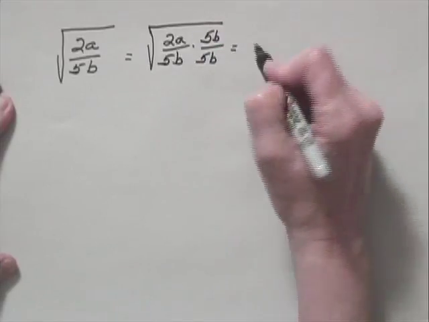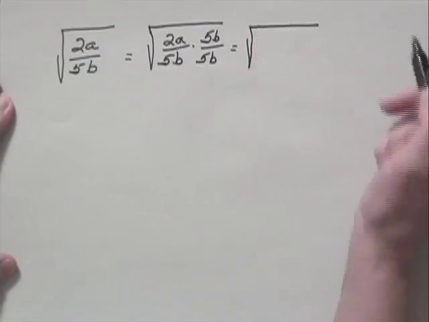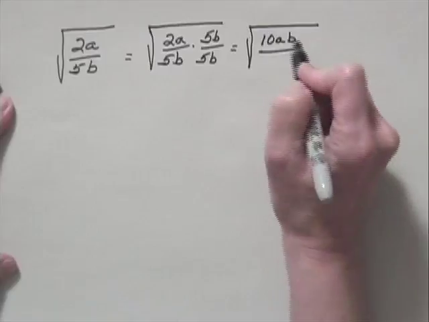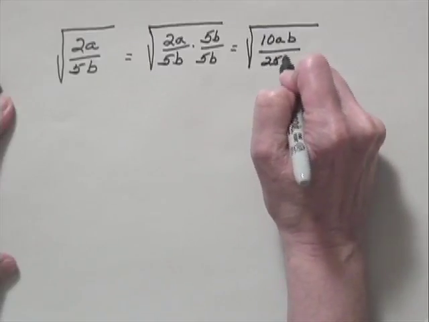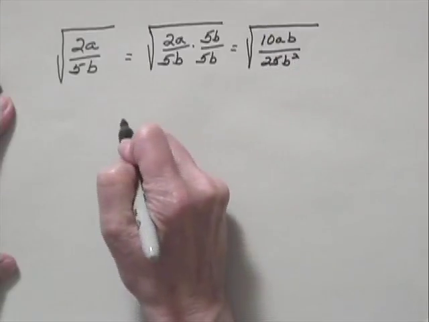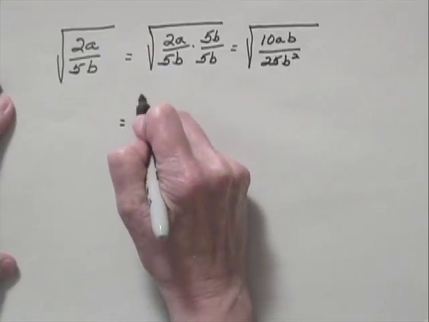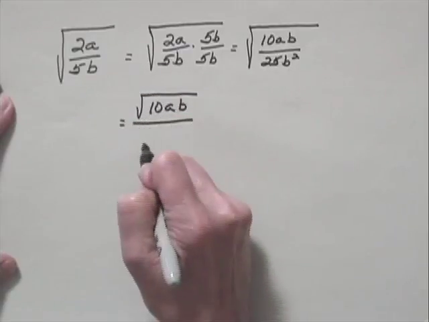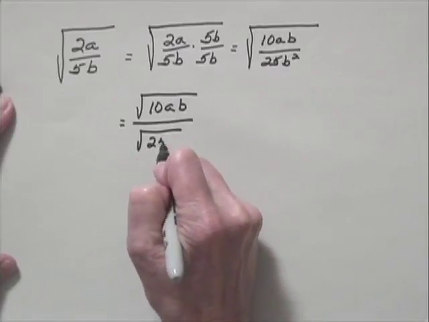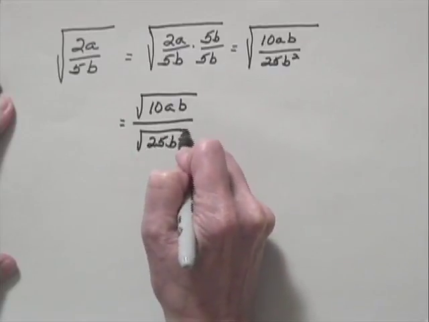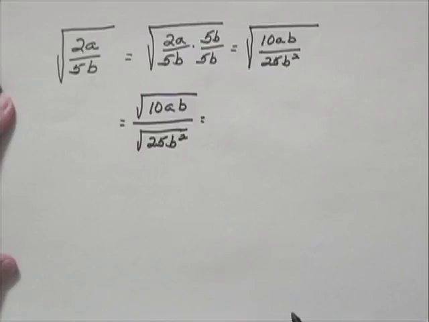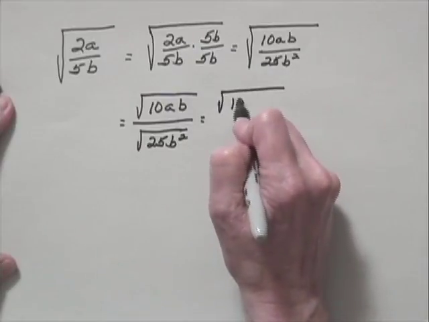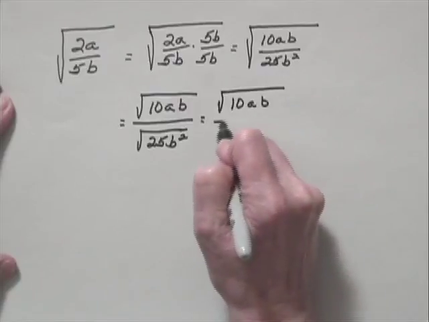Now, doing the multiplications, in the numerator I have 10ab, and in the denominator I have 25b squared. I can write this as the square root of 10ab over the square root of 25b squared. I don't have any perfect square factors in the numerator, so the numerator remains the square root of 10ab.